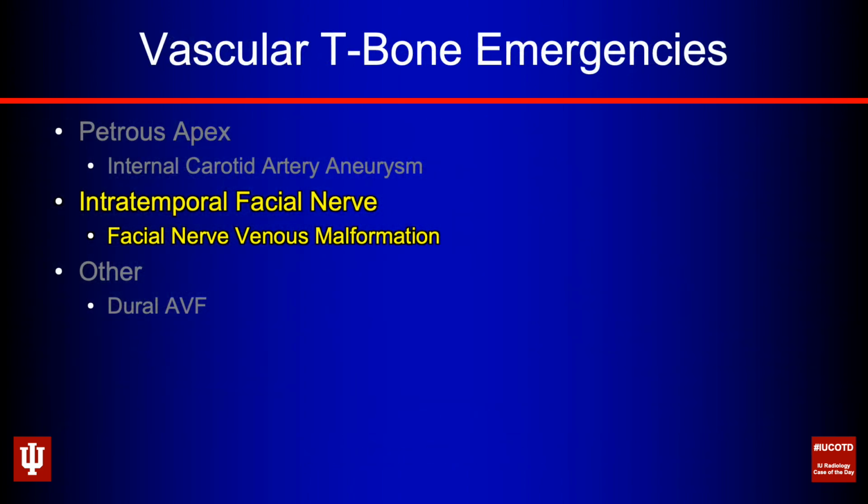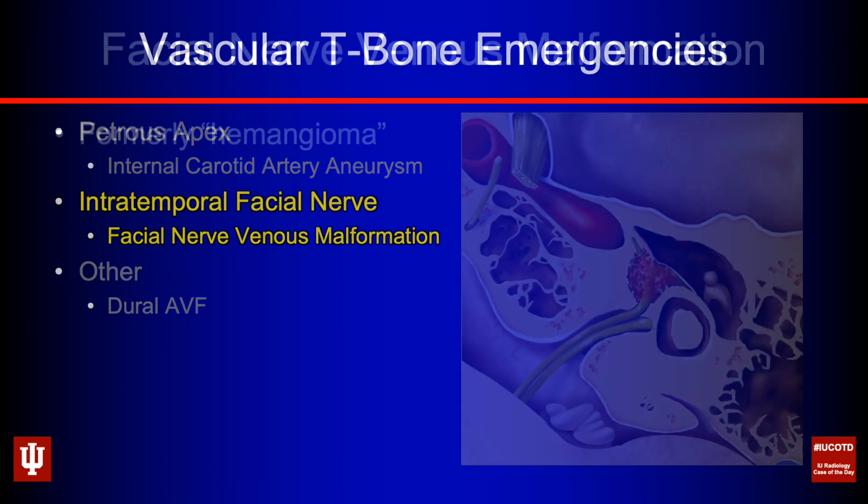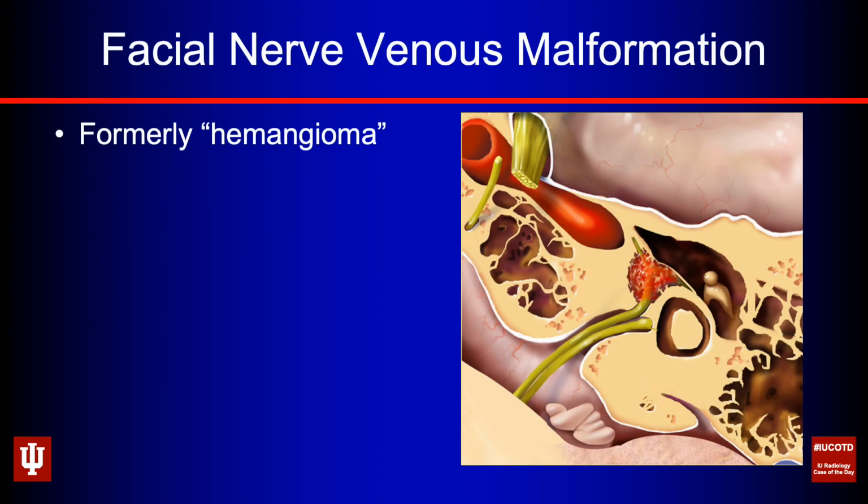Next topic is the intratemporal facial nerve. And really one topic to discuss here is a facial nerve venous malformation. So you're saying to yourself, what in the hell is this guy talking about? How is this facial nerve venous malformation an emergency? We'll get to that in a minute. Well, first of all, a little backstory on these.